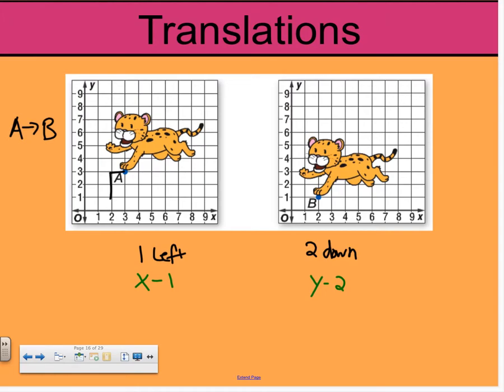And then if we put that together, the rule for the translation of this image is x minus 1, y minus 2. So if they want you to give you an answer in translation notation, they're basically looking for the rule. What do I do to every single point on this image to end up in the proper place on this image? Okay, well in this case, x minus 1, we move 1 to the left, y minus 2, we go 2 down.